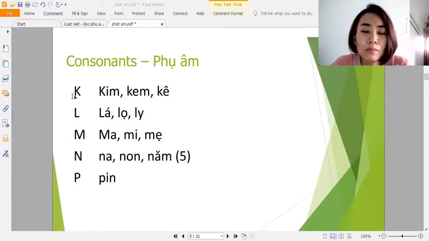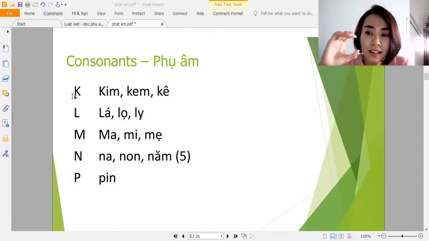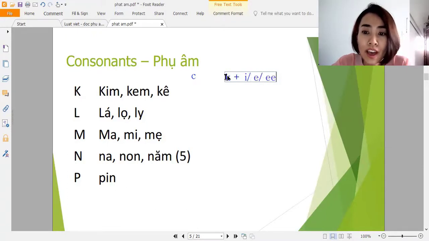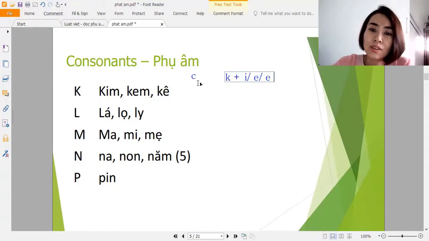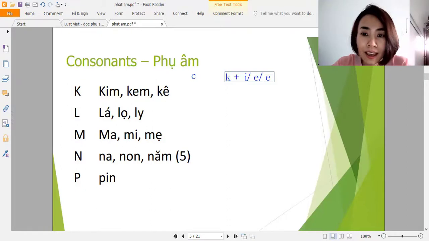Next consonant, this is ga. With the letter, we say the letter like this, but when we pronounce it, it is exactly like ga. But the K only goes with E, Ê, or I. So when you see E, Ê, I, you have to write with the K. It is a consistent rule, always. The other vowels, you write with C. Now, let's say this: kim, kem, kê.